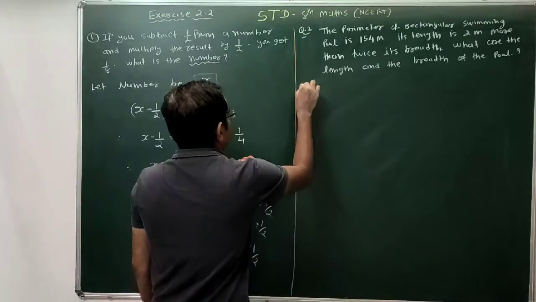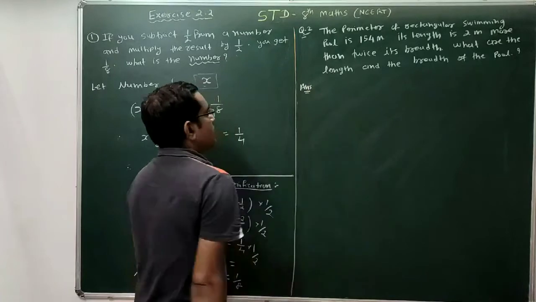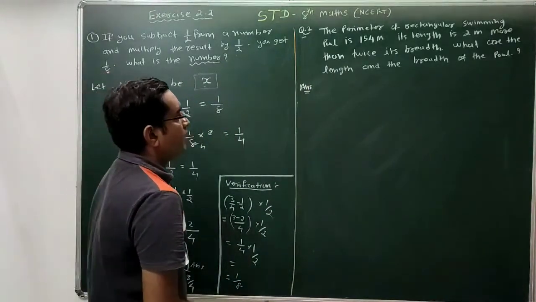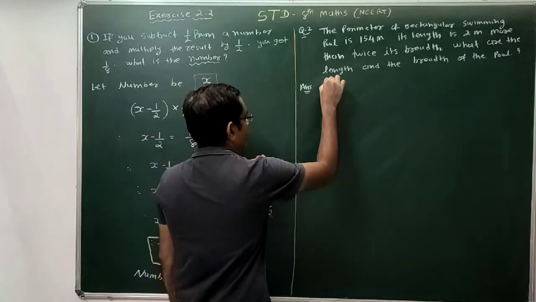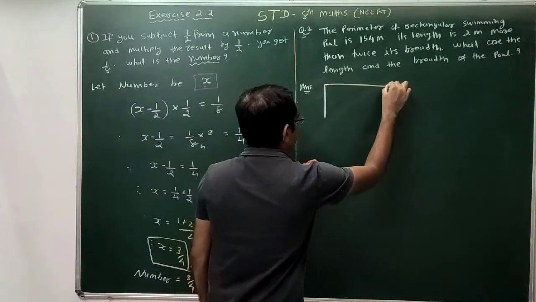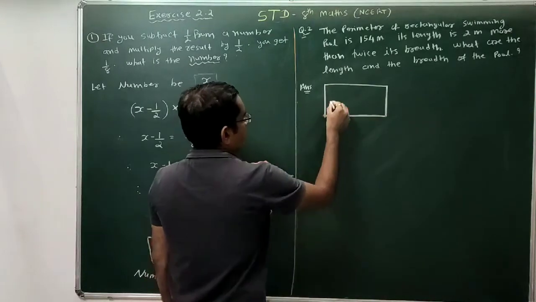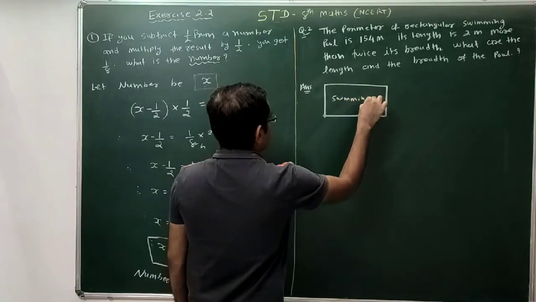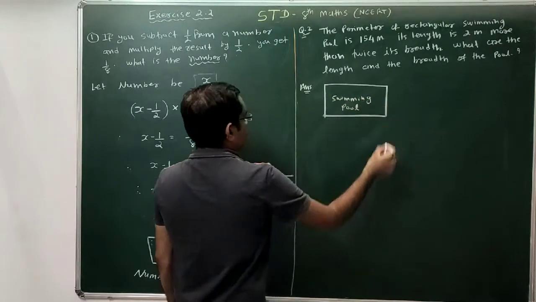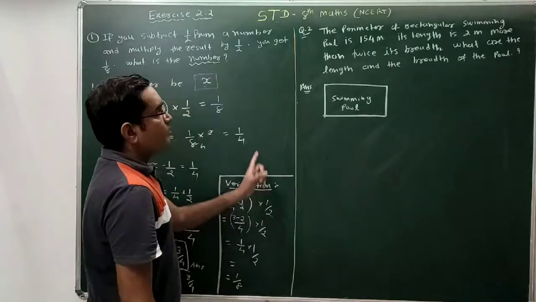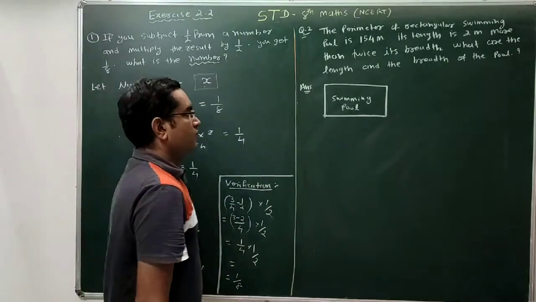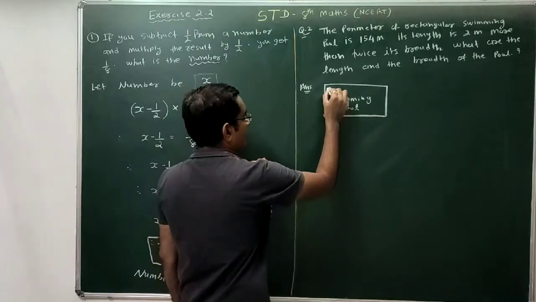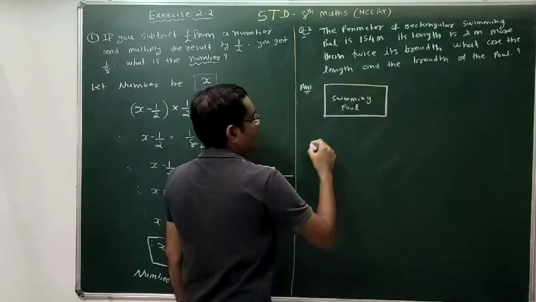So here, what are we given? We are given that the perimeter of a rectangular swimming pool is 154 meter. So one rectangular swimming pool is given. Let us now consider this is our swimming pool. This is a rectangular swimming pool whose perimeter is 154. So that is a rectangle. What is the perimeter?